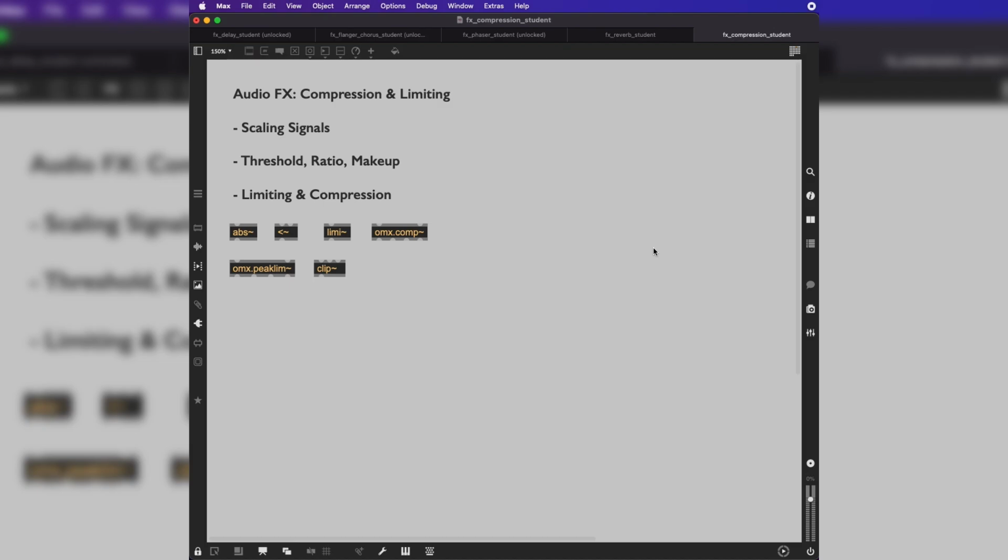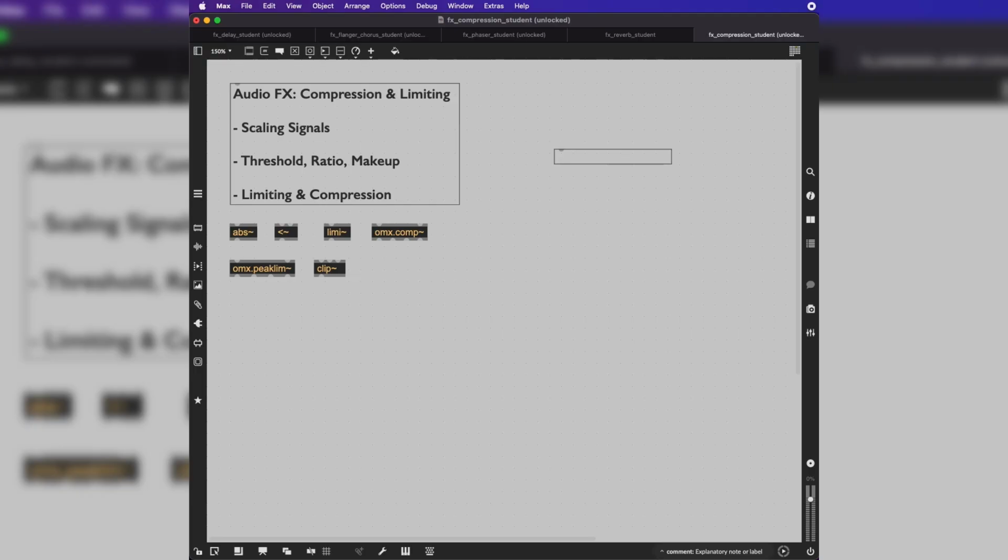The last effect I want to show you is a compressor. A compressor is a dynamics effect, which makes the sound a little bit squished. Many people, when they hear compression, think the compression makes the sound louder, but that's actually not the case. It actually makes the sound more quiet.